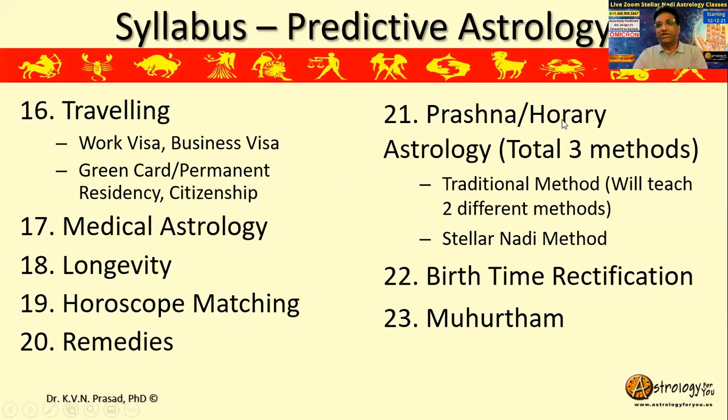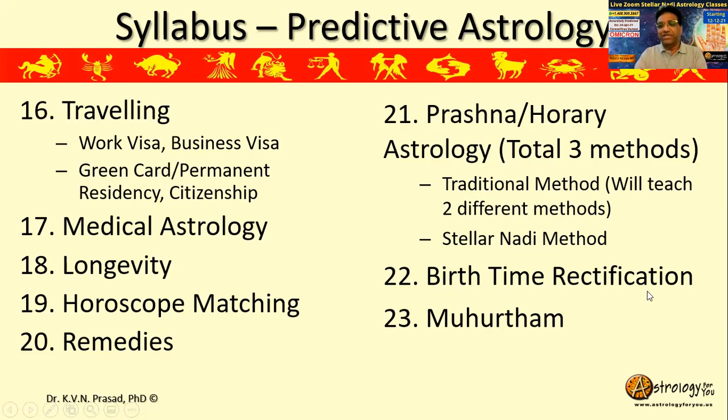And then Prashna or horary astrology. People come with all sorts of random questions, and they may not have their chart. This Prashna is again a big thing. I will teach you various methods. Traditional itself, I'll teach 2 methods, and then how to do it in stellar Nadi. Stellar Nadi is very, very accurate. During this chapter I will tell you where the traditional method has limitations and how we can overcome that with the stellar Nadi method.